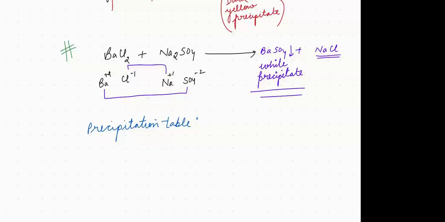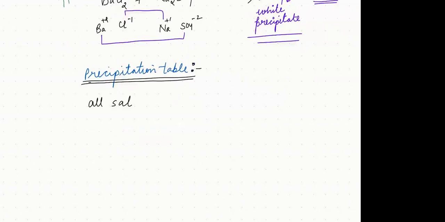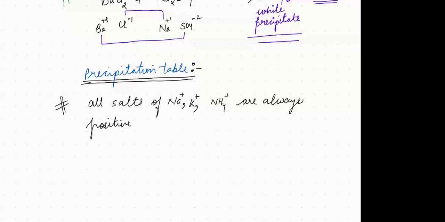Now, what is this precipitation table? Just understand. When we are talking about the precipitation table, you have to understand one very important part. Number one: all salts of sodium, potassium, and ammonium are always soluble. You understand? Then they will not make precipitates, no matter what, never.